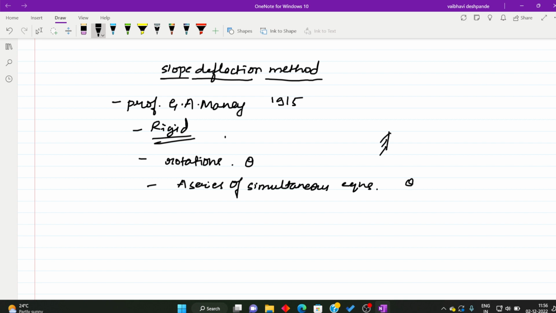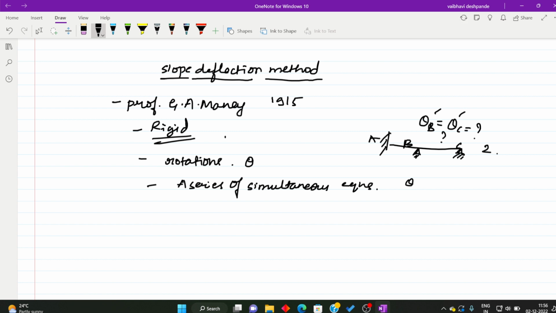Okay, so if this is a beam A, B and C, then theta B and theta C both will be unknown. So to find two unknowns, that is rotation at B and rotation at C, we need two simultaneous equations. So we will write the simultaneous equations and then we will find the unknown rotation values.